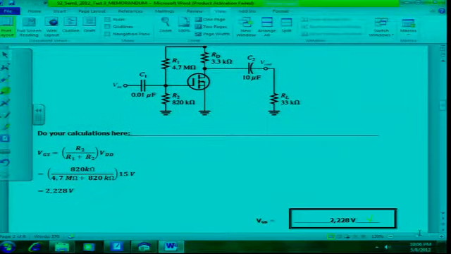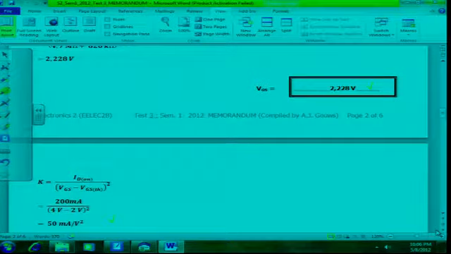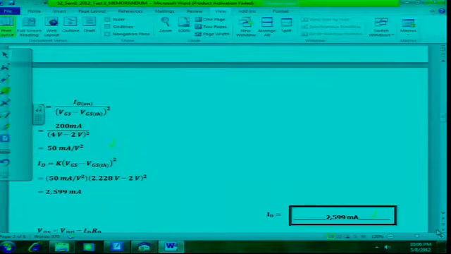Alright, to determine VGS, voltage divider, the answer 2,228 volts. Remember, you had to express it in engineering notation, and it should have been accurate to 3 decimals. If it wasn't, then of course you didn't get the mark. By the third test, no excuses anymore, ne?